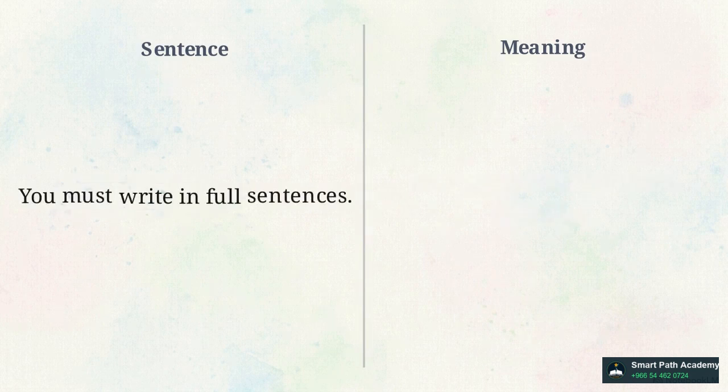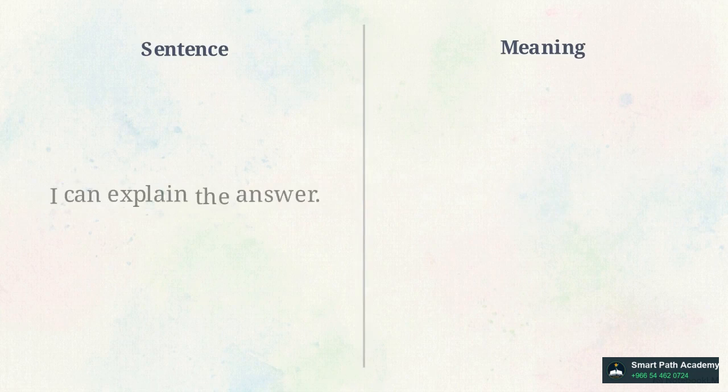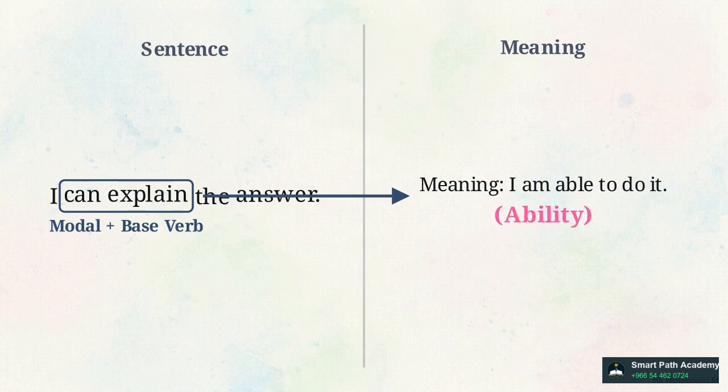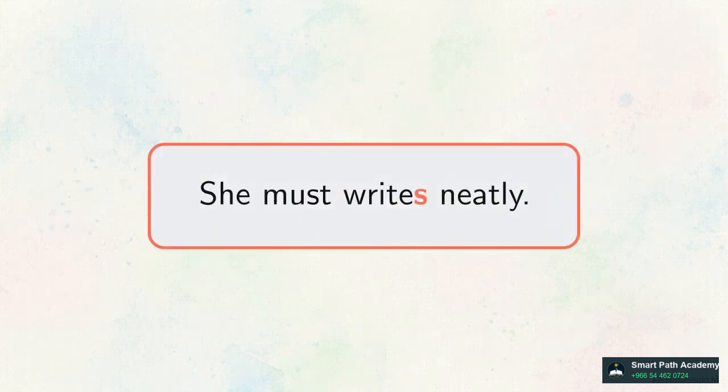You must write in full sentences. The modal is must, paired with the base verb write. This means the action is necessary. It is a strict rule. Finally, we have I can explain the answer. We pair can with explain to show that the person is able to do the action. It shows ability.